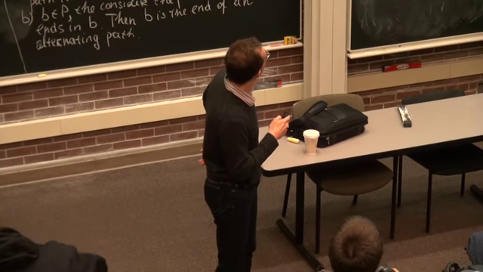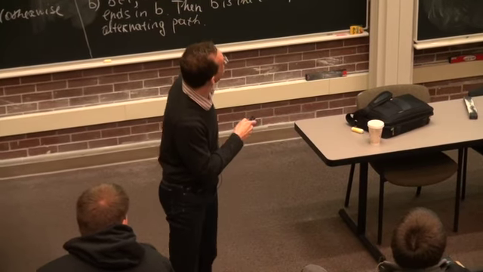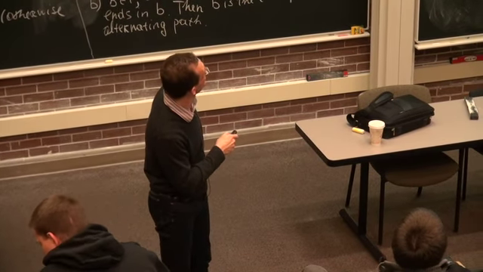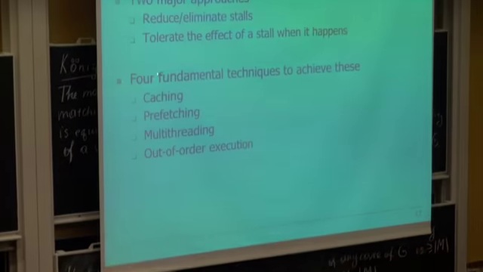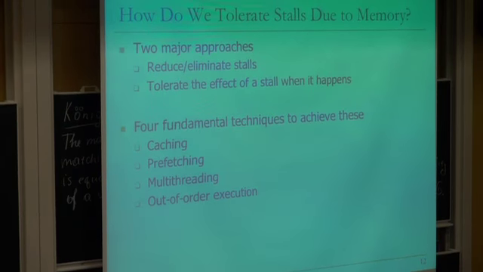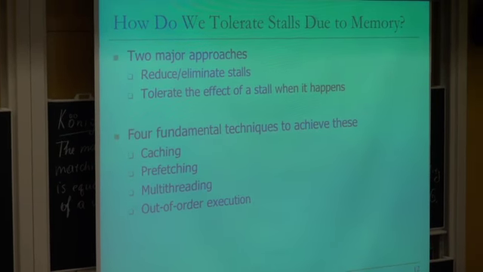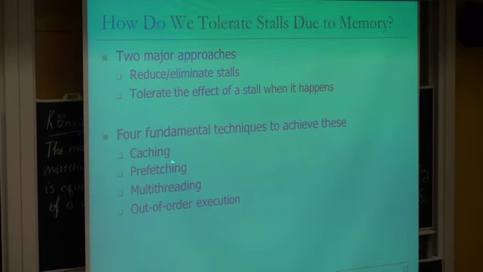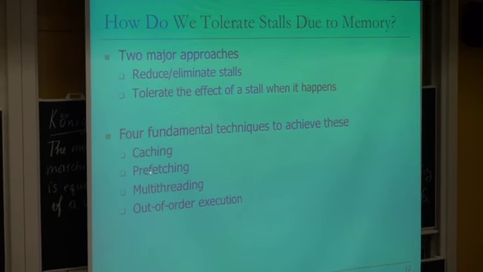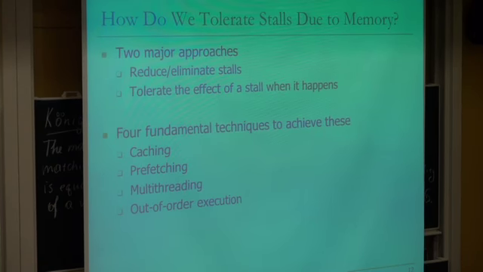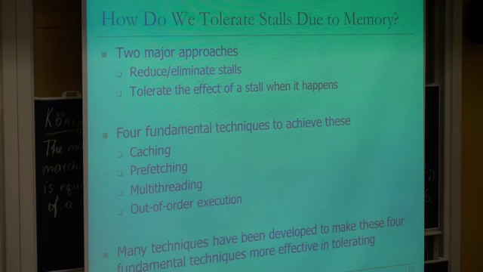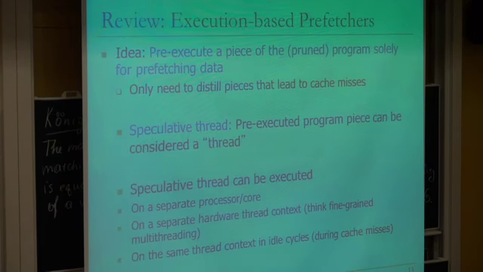So remember what we were doing? We were talking about how we tolerate stalls due to memory. We could reduce or tolerate the stalls. And there were 4 fundamental techniques, all of which you should know pretty much by heart now, right? And we were talking about how to do prefetching with Runahead, which approximates the performance of a large out-of-order window, right?